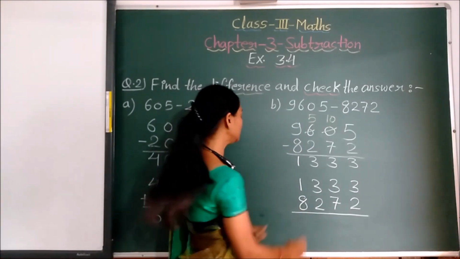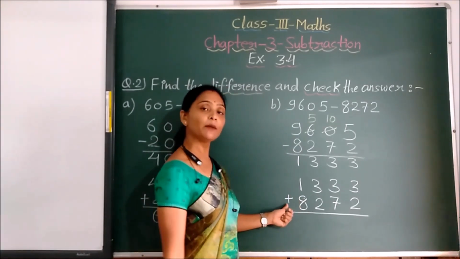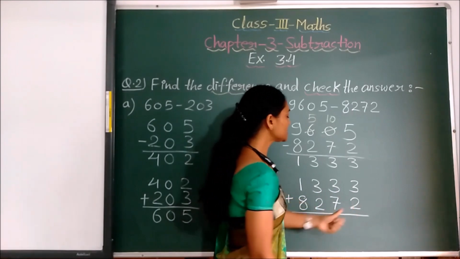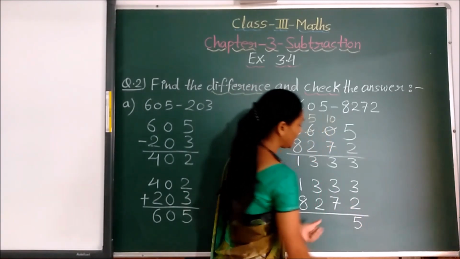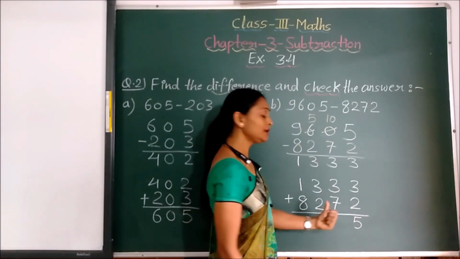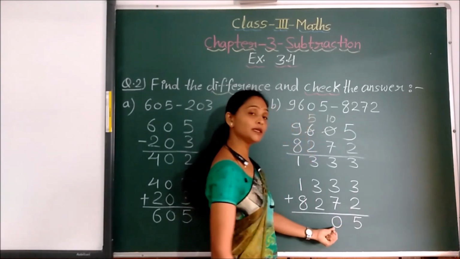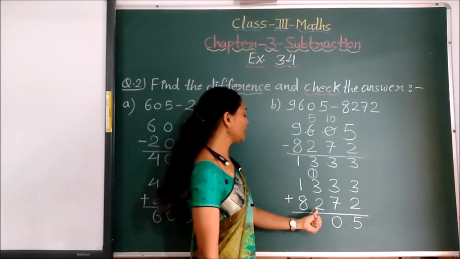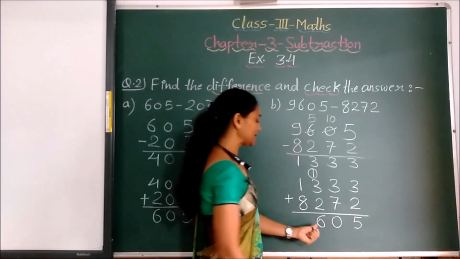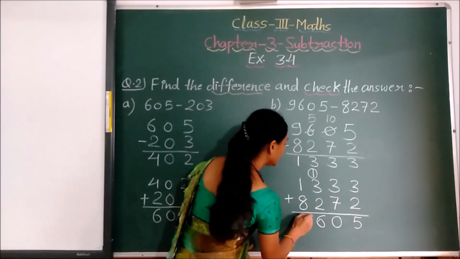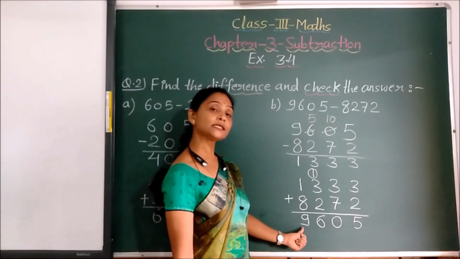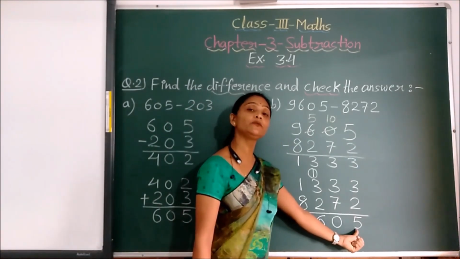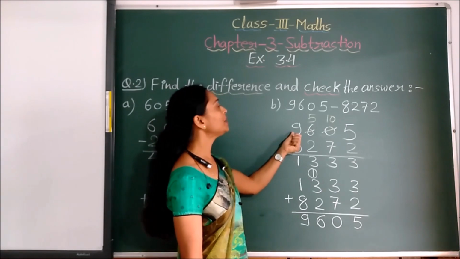We have to add these two numbers. So we will put here plus sign. 3 plus 2 how much? 5 and then 3 plus 7 10. So we got here 0 and 1 carry over. Now 1 plus 3 4 and 4 plus 2 6 and then 1 plus 8 9. So which number we got? See, 9605, which is this number only.